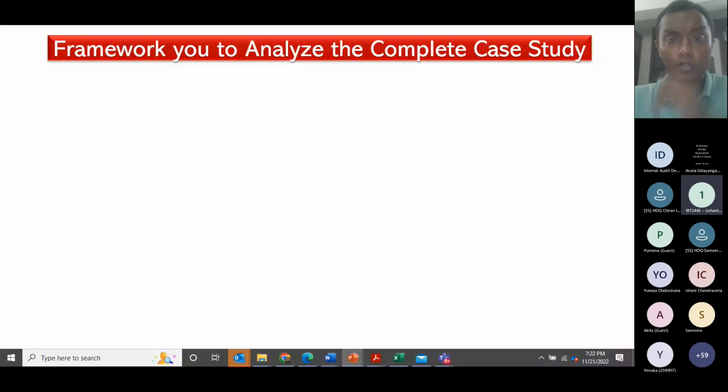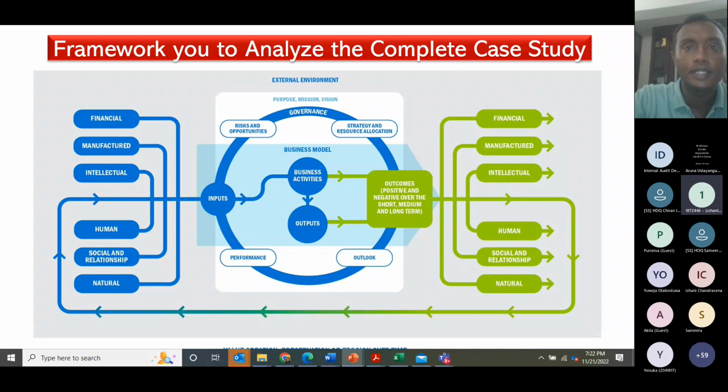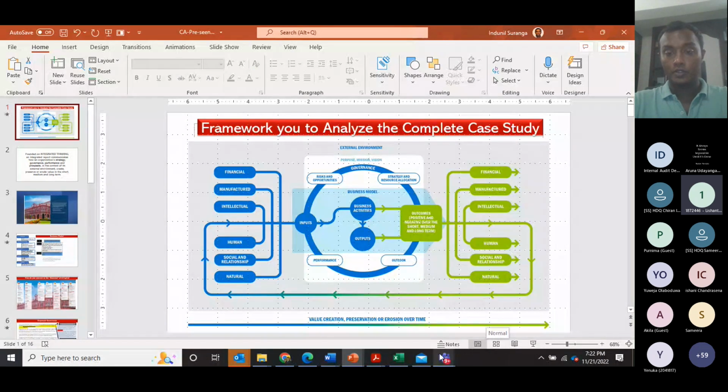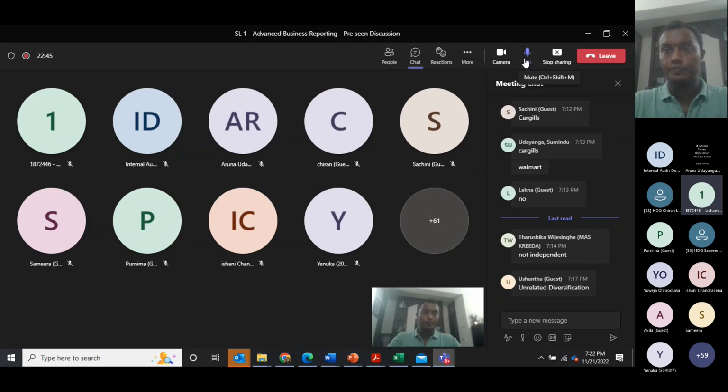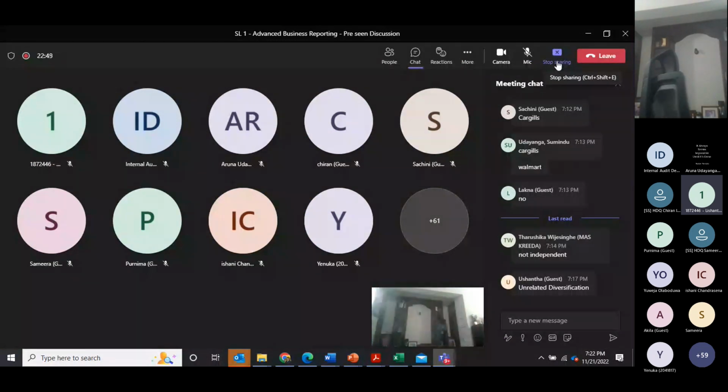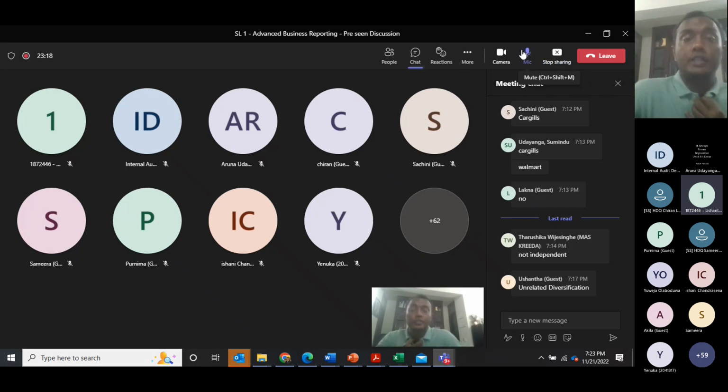Now, what is this framework about? Right now, if you look at the idea here, sorry for the interruption, give me a minute. Sorry for that interruption.